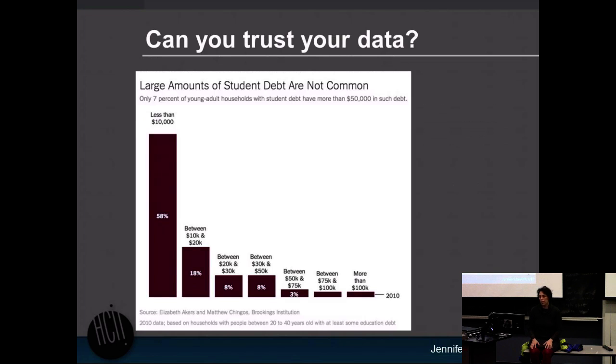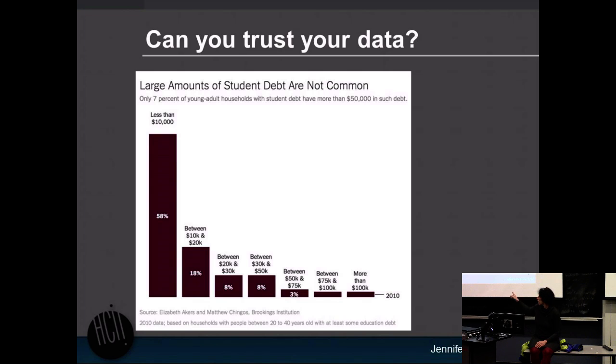And so one of the things that I think is really important to consider is whether you can trust your data. And this was a really interesting study that came out not that long ago. I don't know how well you can see it from there, but what it says is large amounts of student debt are not common. Only 7% of young adult households with student debt have more than $50,000 in such debt. And then this is a bar chart, a visualization, showing the amount of debt, the number of people who have different amounts of debt. And the vast majority in this bar chart have less than 10,000.